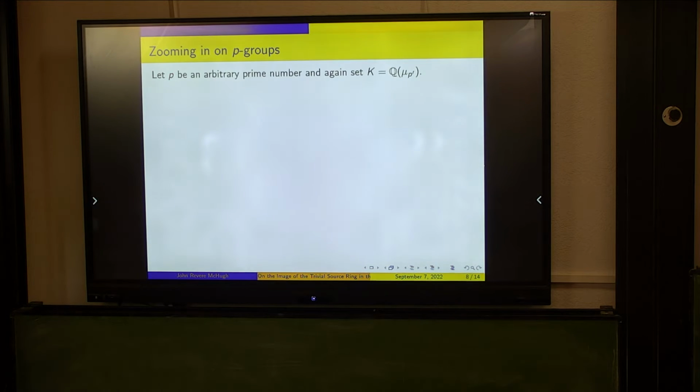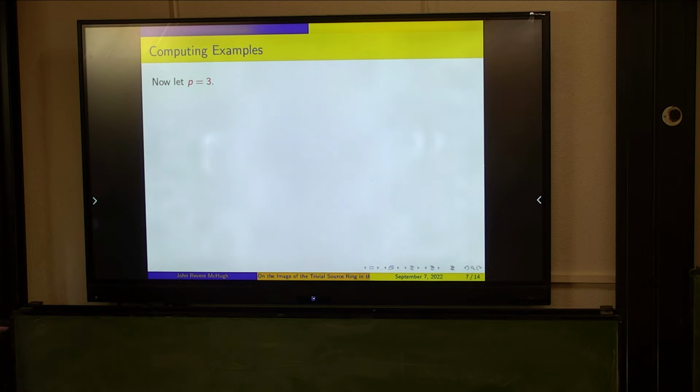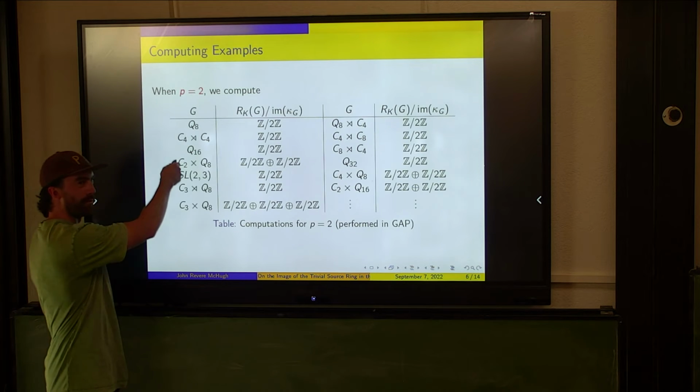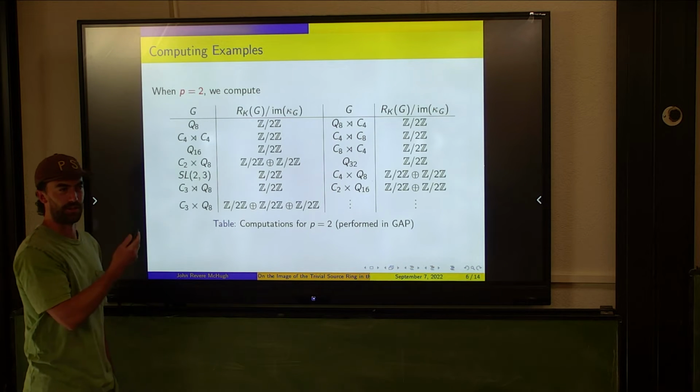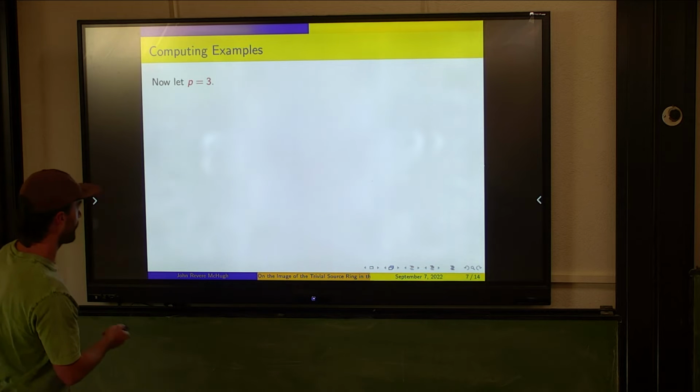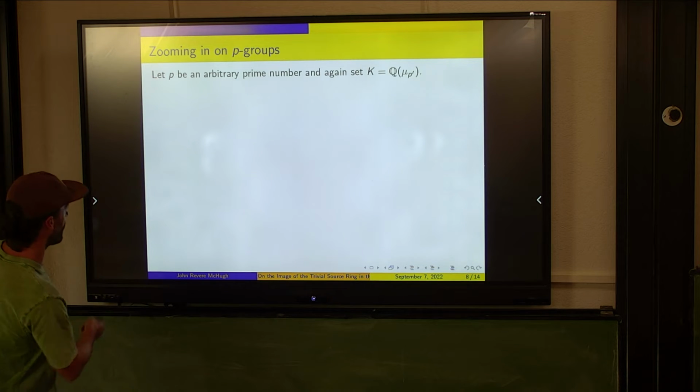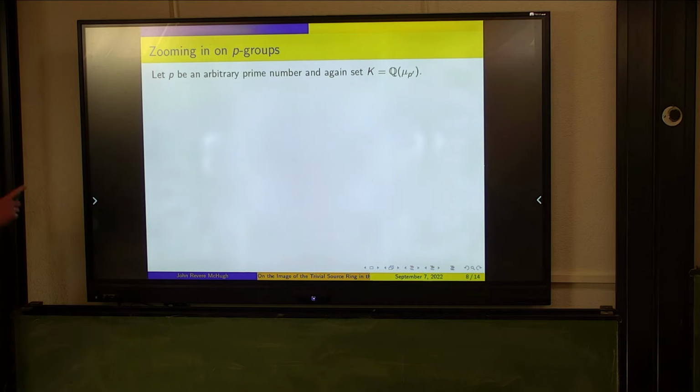Now, looking at that table for p equals 2, the first group that shows up is Q8, which is a 2-group. So it suggests maybe we should take a look at what's happening at p-groups. Let p be an arbitrary prime number, and again, I'll remind you, K is Q adjoin p prime roots of unity.